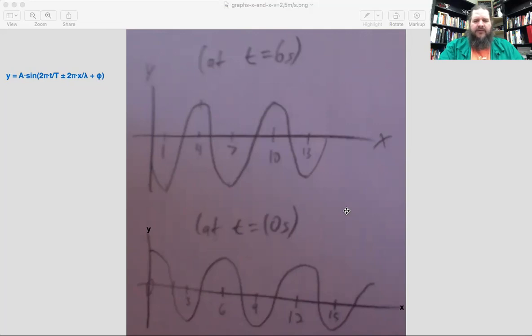Based on this graph, what does it look like the wavelength is from crest to crest or trough to trough? 6. Yeah. Looks like, for instance, 4 is a crest and 10 is the next crest. So that's 6 meters away. So we can say the wavelength is 6 meters, assuming this is measured in meters.